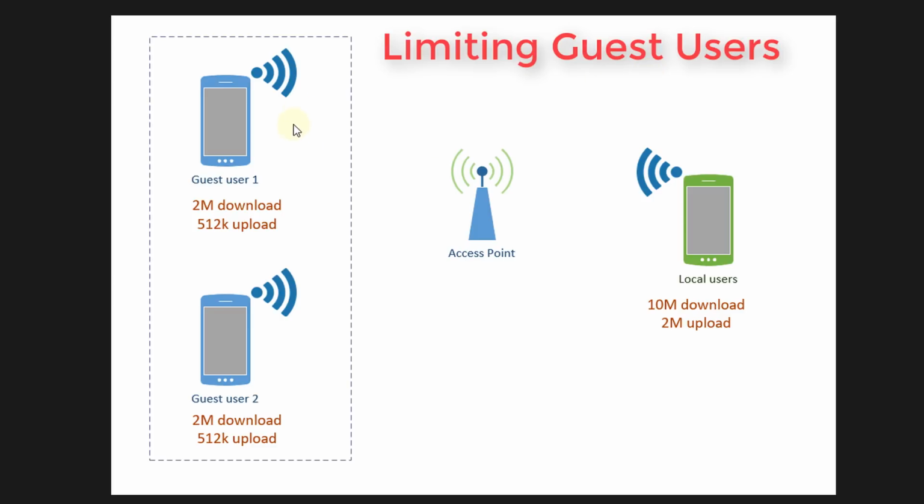So in this diagram we have two guest users. This is just an example, but what we are going to do is limit each guest user to 2 megabits per second download and 512K upload. So this is the limit that we're going to set on the guest users, and for the regular local users we are going to set 10 megabits per second download and 2 megabits upload. So I'm going to show you how to configure this.